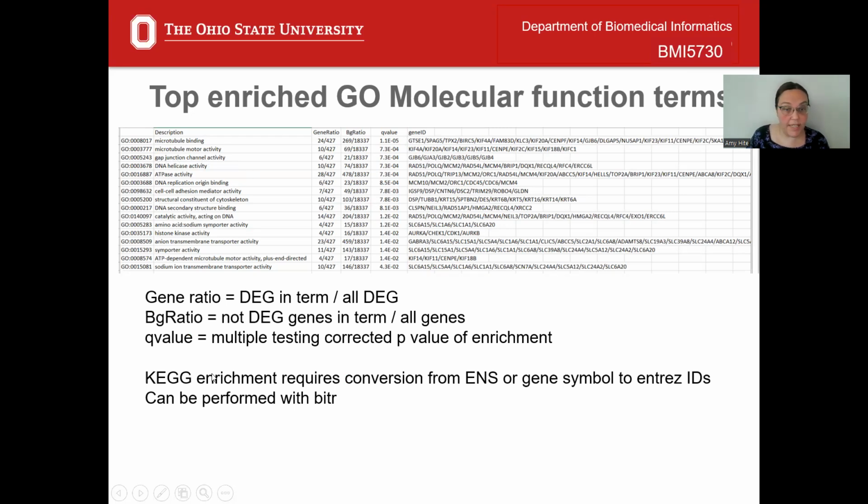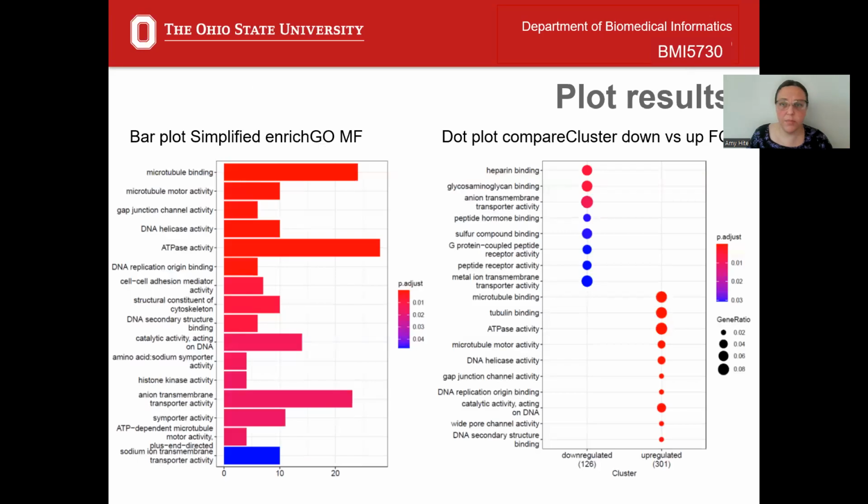If you're going to do KEGG enrichment, you must convert your Ensembl IDs or gene symbols to Entrez IDs. And this can be done with bitr. It's a function, or it's a package in R. Okay, these are some plot results you can get out of your functional enrichment analysis.